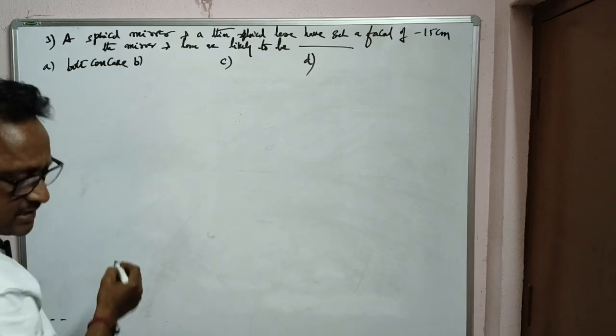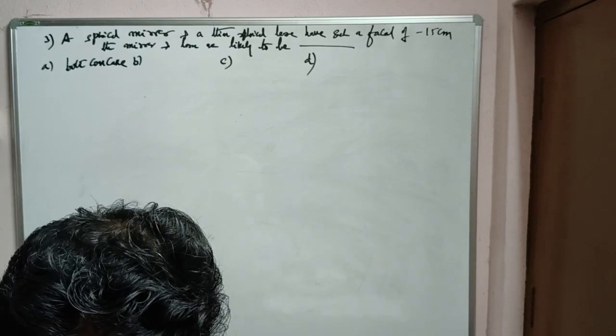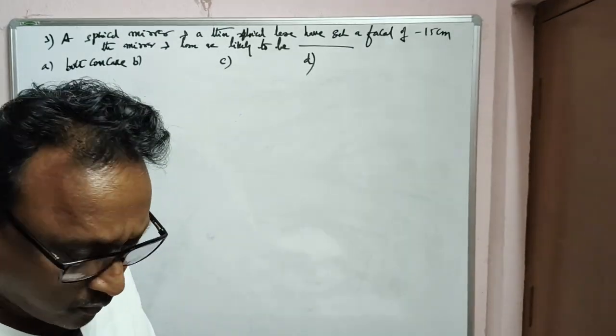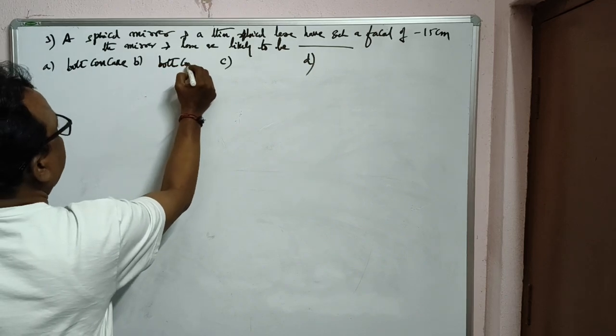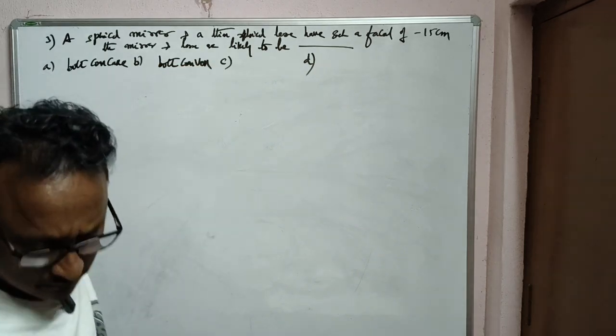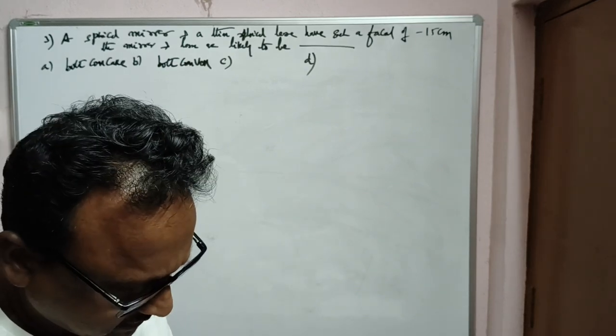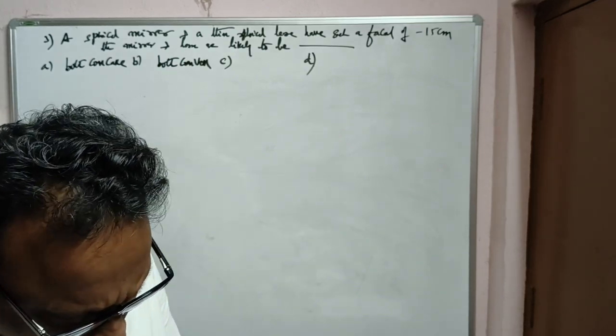Option A is saying both concave. B is saying both convex. Okay, he's asking if the mirror and lens are both concave, both convex.